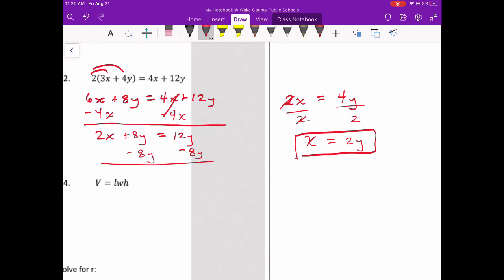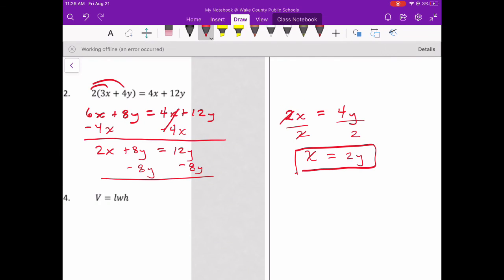So there we go. Okay, so there's a couple of examples to really help you with some literal equations. Keep practicing. That's the best way to do this. Ask questions if you need to, and good luck.